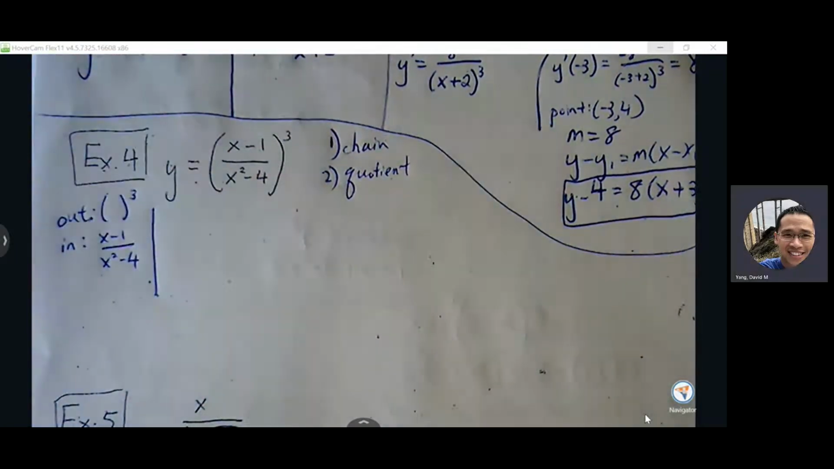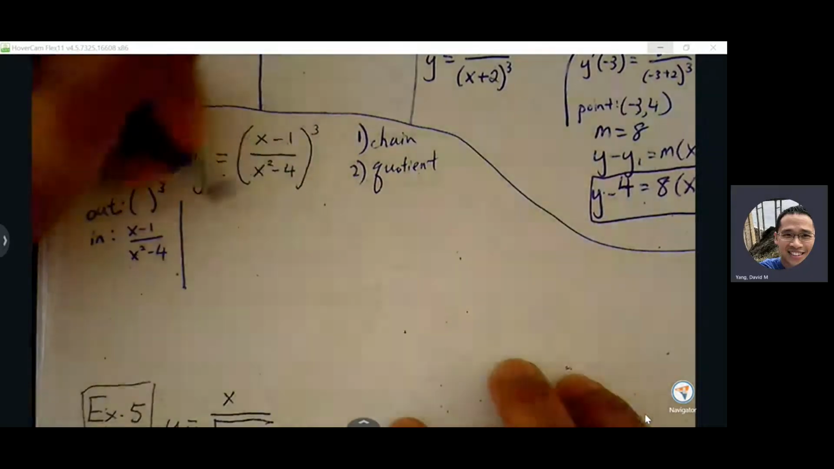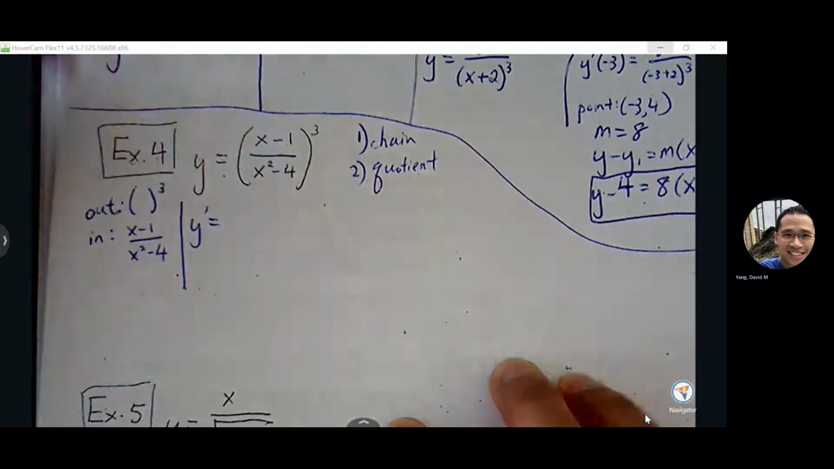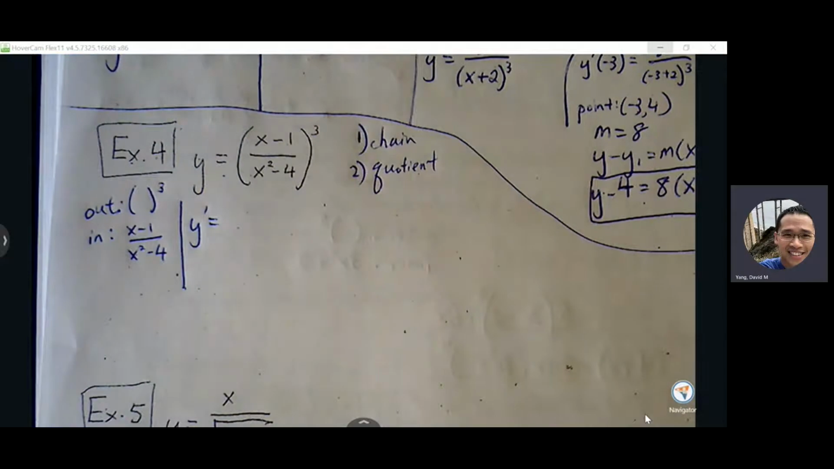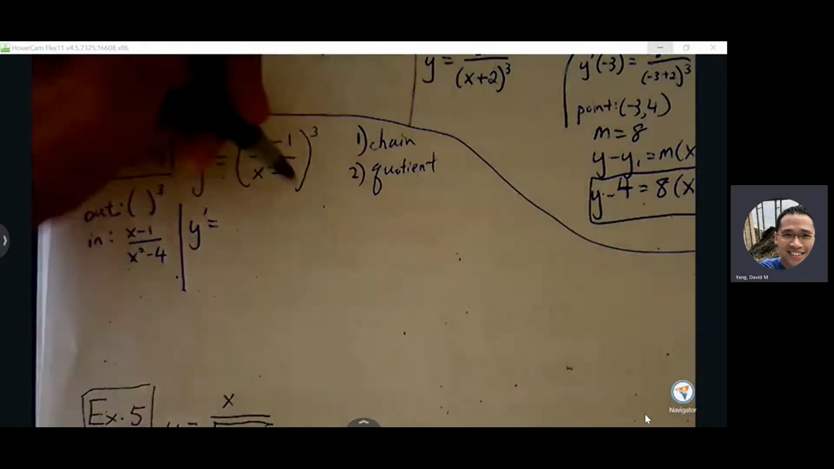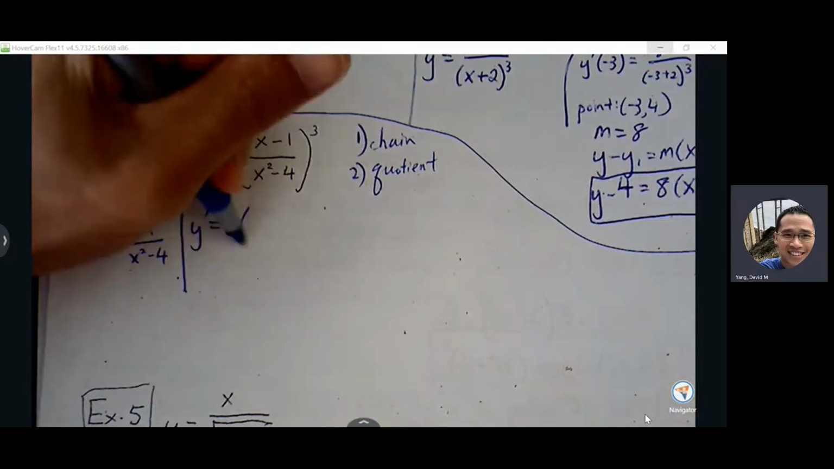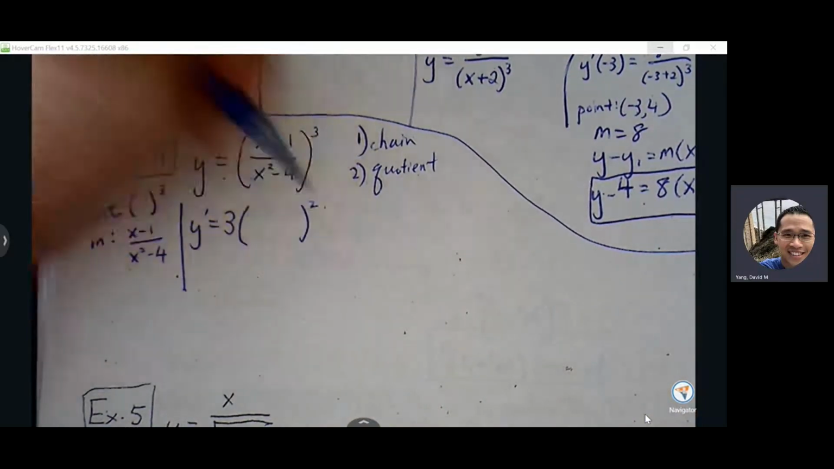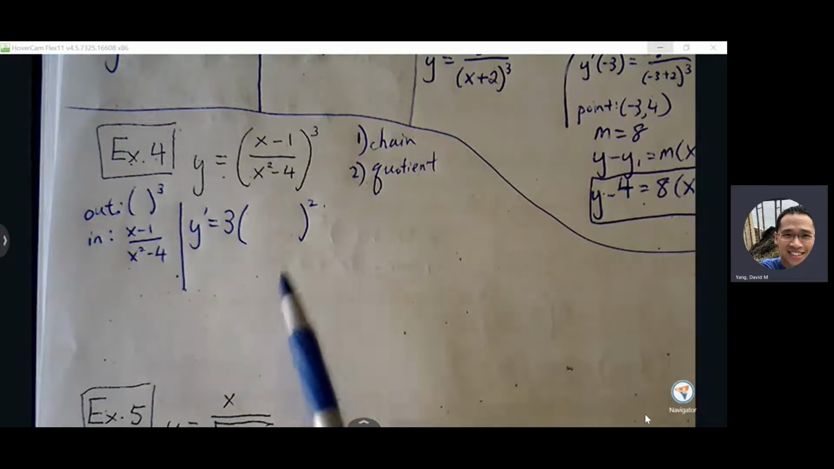All right, so we're going to take turns, outside first, followed by inside. Okay, so y prime equals. How do I represent the outside's derivative? Three parentheses squared. Good. Okay, what goes inside here?